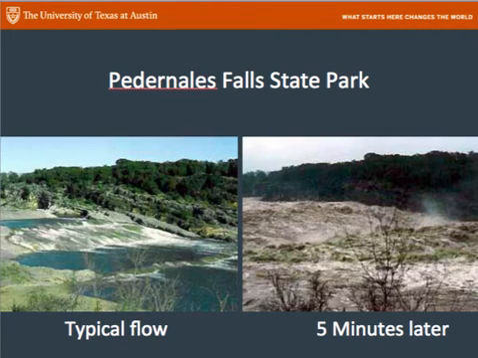This is a picture of a flash flood. This is Pedernales State Park, with its typical flow and 5 minutes later, the flash flood that came through. But look at the sky. The interesting thing and the frightening thing about flash flooding is that it doesn't have to be raining for it to happen. The rain is upstream from where you currently are. So you can get a flash flood on a river on a perfectly beautiful day. Pay attention.